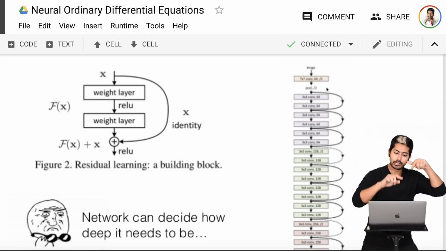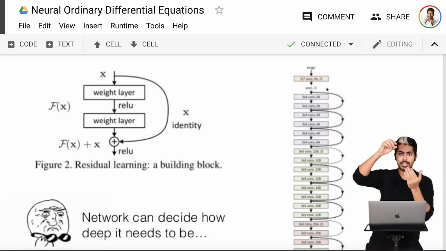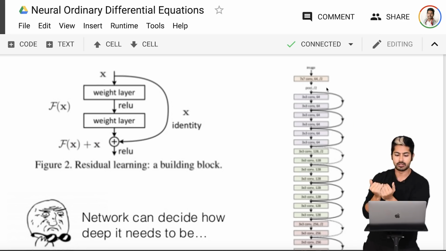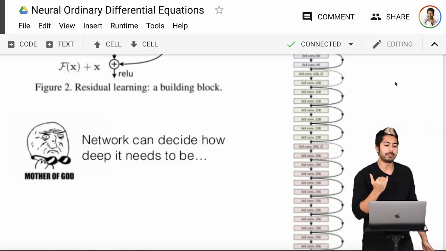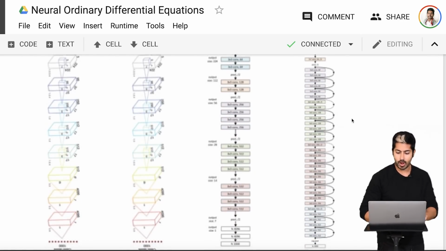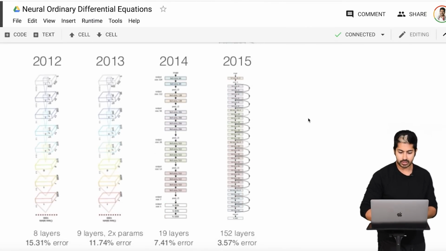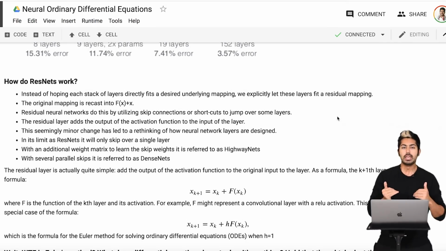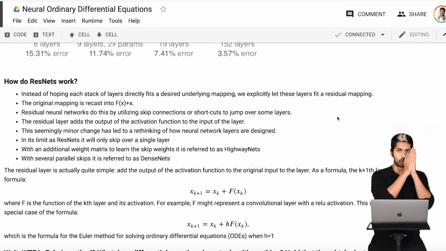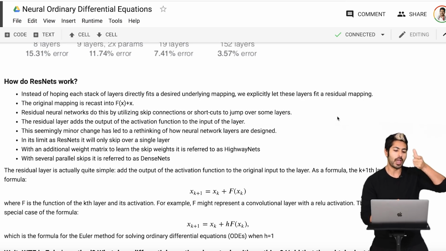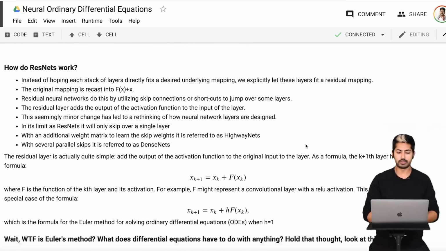What this does is it creates these skip connections where we're not just feeding in the output of the previous layer, we're also feeding in the input of the previous layer to the next layer. So the network can decide how deep it wants to be. So this is an example, right? ResNets versus other types of networks. Instead of hoping each stack of layers directly fits the underlying mapping, we can explicitly let these layers fit a residual mapping. So we cast it from f of x to f of x plus x, okay? So it's very simple, like I said.